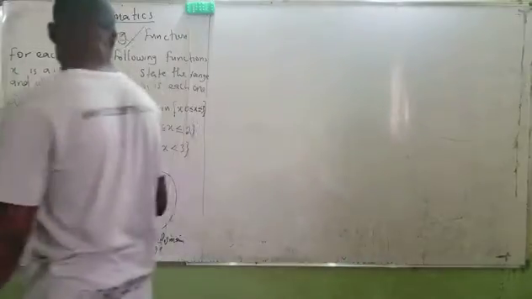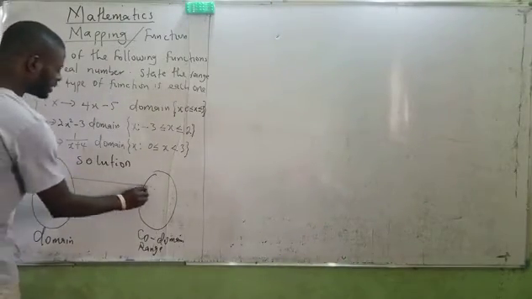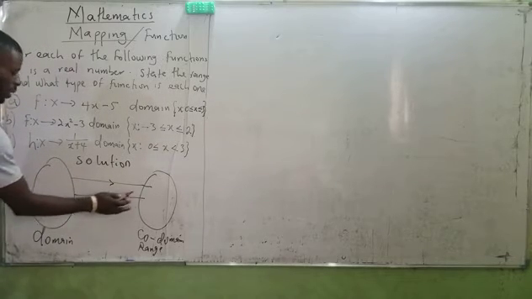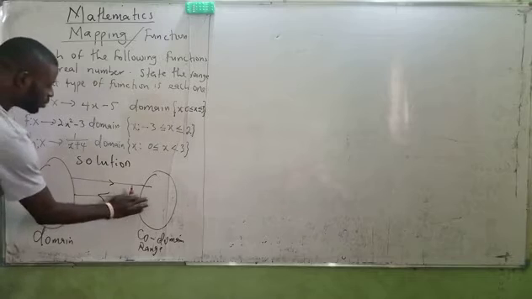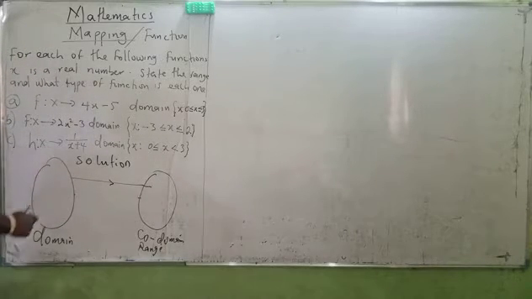Don't forget that a function normally takes place from here to here. The direction is always like this, not like this. It's not possible like this. It can only go this way. Please take note of this information very well.